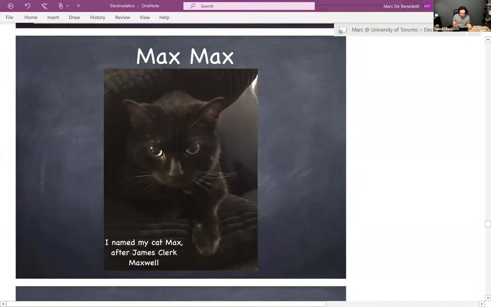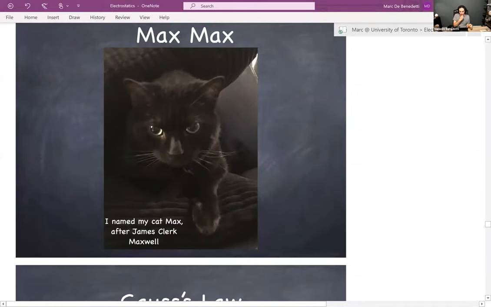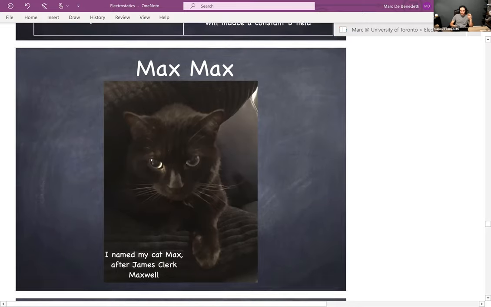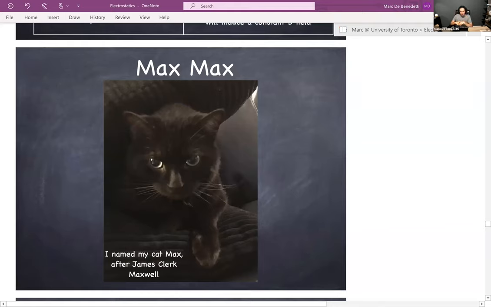Okay, moving right along. A little anecdote, I'm full of anecdotes. I'm definitely a cat person. Romina is also very much a cat person. I don't know if she's mentioned that about herself in the chat, but I'm going to reveal that part of her for her. I have a totally black cat. His name is Max, or Max Max for short, even though Max Max is longer. And I named him after Maxwell's equations.